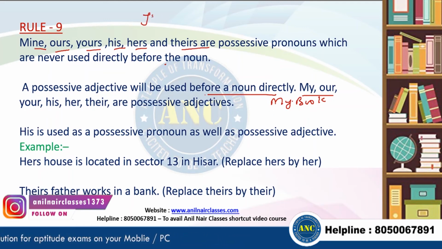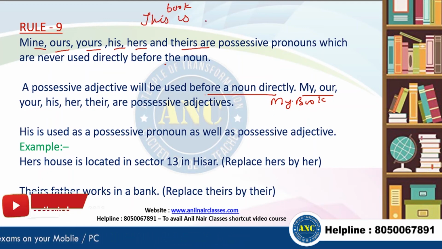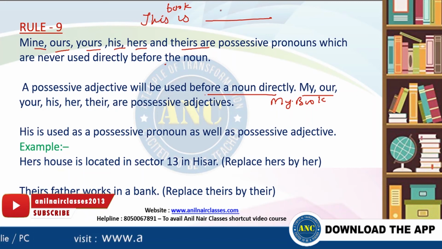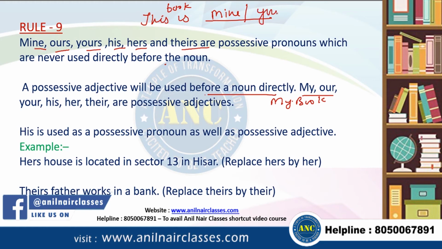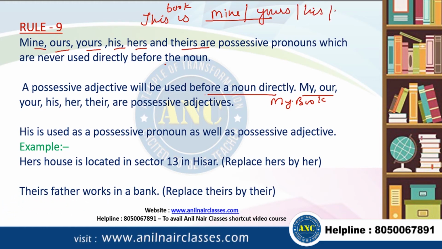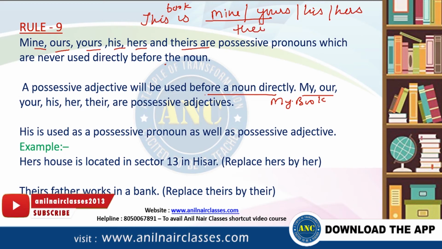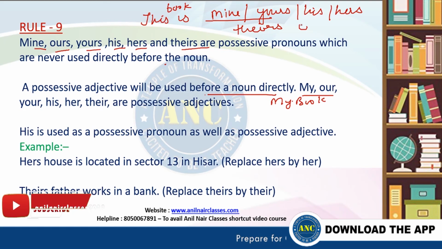But when I say this is dash, so here whatever words you can put, these are the possessive pronouns. Like this book is mine, this book is yours, this book is his, this book is hers, this book is theirs, this book is ours.